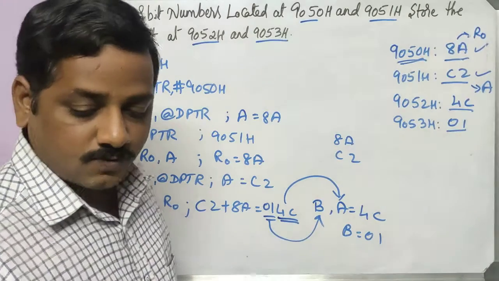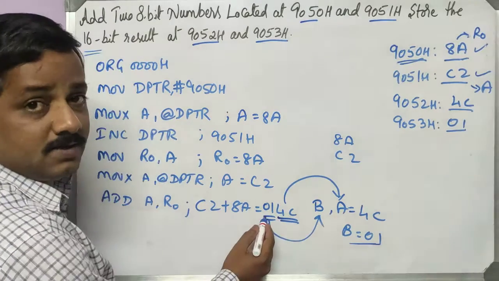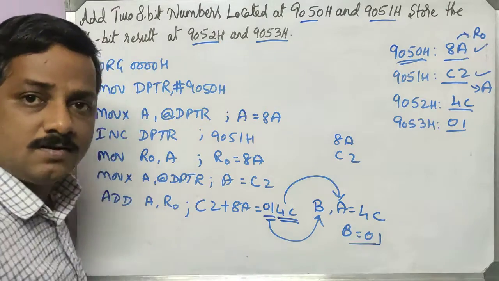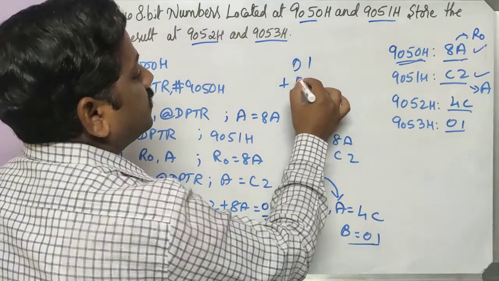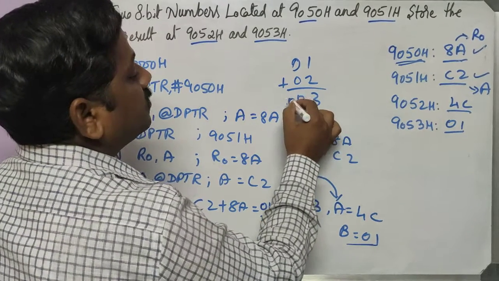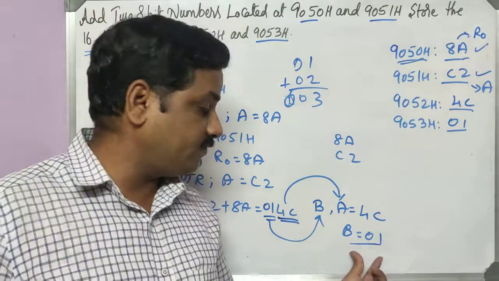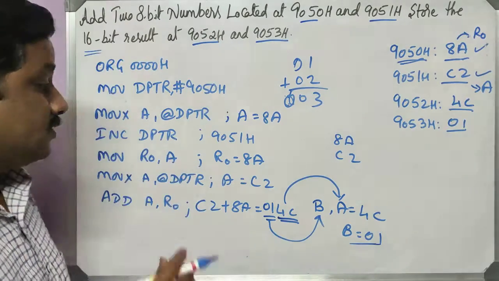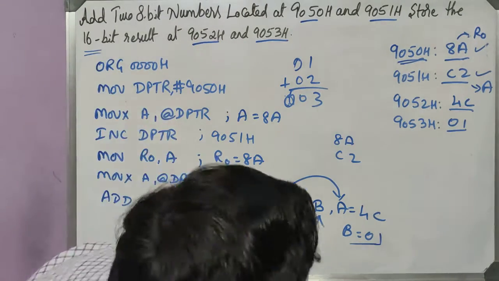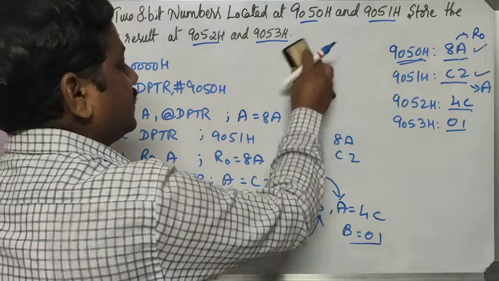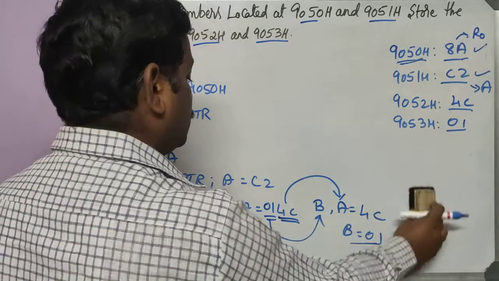And one more thing you need to understand here. If there is a carry, and now we got a carry, then this B is going to become 1. If there was no carry, if you add something like 01 plus 02, you get the answer 03. So carry is 0. There is no carry. If there is no carry, the content of B will be 0. So we need to check the carry flag also. So let me erase these comments and tell you what to do next.